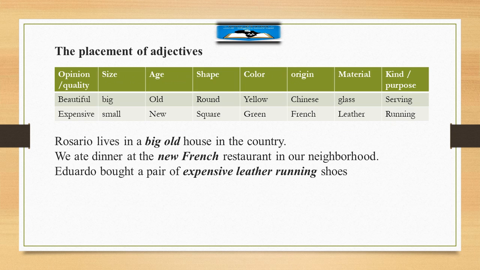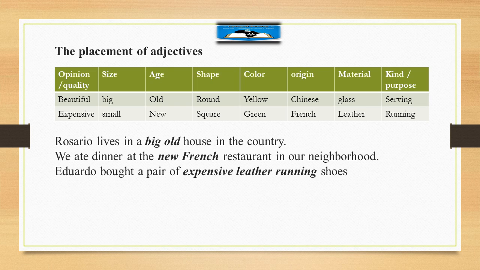Now the last thing that we want to discuss is the placement of an adjective. Sometimes when you want to describe a noun, you want to describe it using different types of adjectives, but these adjectives don't belong to the same category. So many students ask, how can we categorize or classify them, and how can we place them in order? If we look at the adjectives in the table, you have adjectives of opinion and quality, like beautiful, expensive, cheap. Then size: big, small. Age: old, new. Shape: round, square. Color: yellow, green. Origin: Chinese, French, Libyan. Material: glass, leather. And kind or purpose, like serving and running.